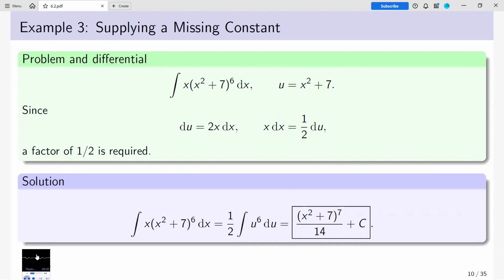The derivative of the inside function is 2x, but only x appears. Solving for x dx introduces a factor of 1/2. Missing constants are manageable, unlike missing homework, which could be an emotional meltdown.